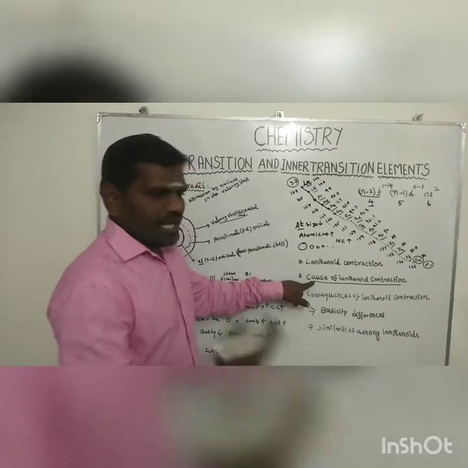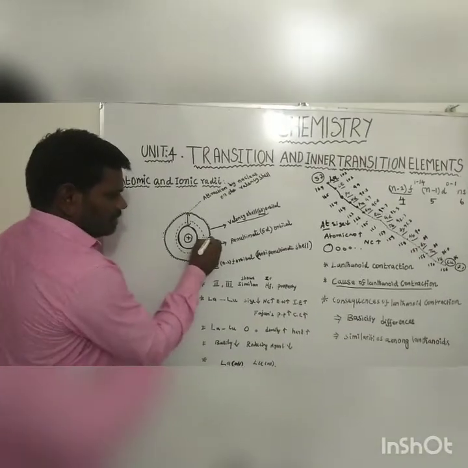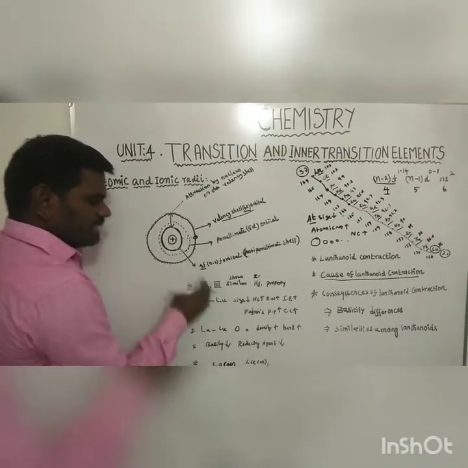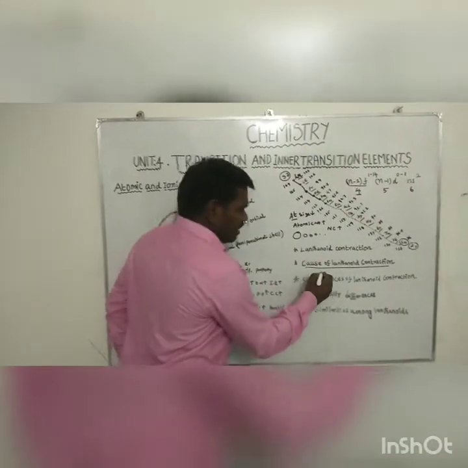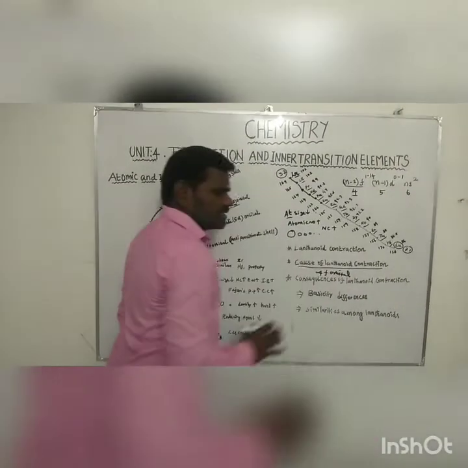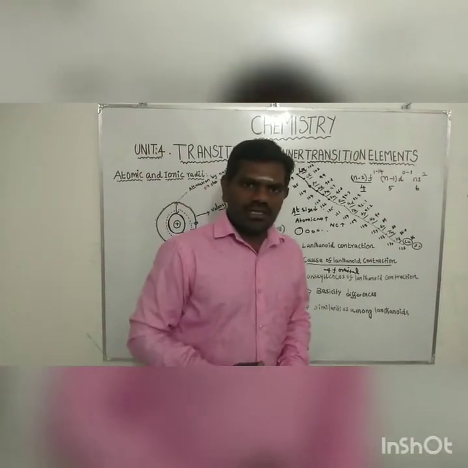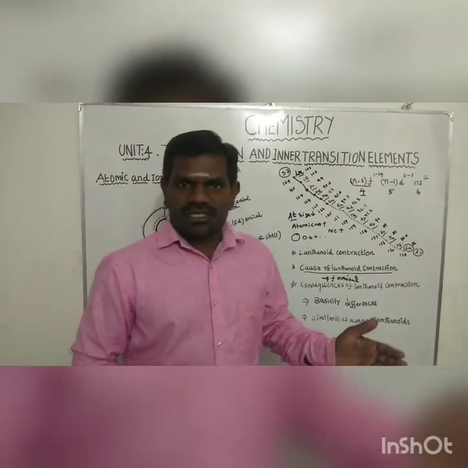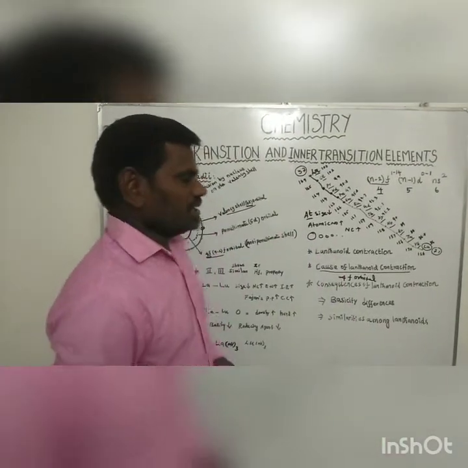Next, causes of lanthanide contraction. Here this is the 4f orbital, and for the outermost electron, the attraction should decrease because of the 4f orbital, which means poor shielding of the 4f orbital. The poor shielding of the 4f orbital is the main reason for lanthanide contraction. So what is meant by lanthanide contraction? As we move along the period, atomic number increases and atomic size decreases. This is called lanthanide contraction.